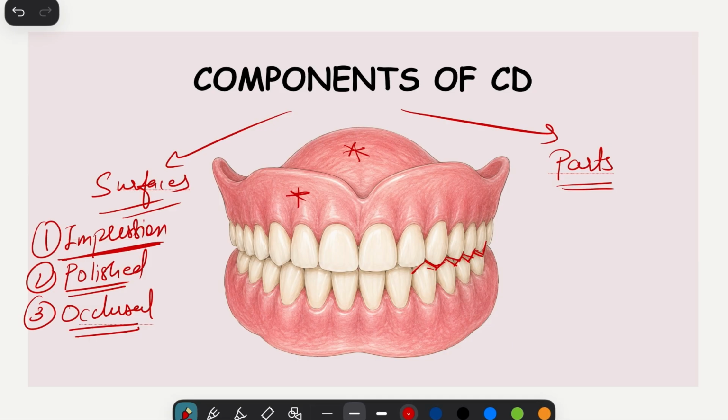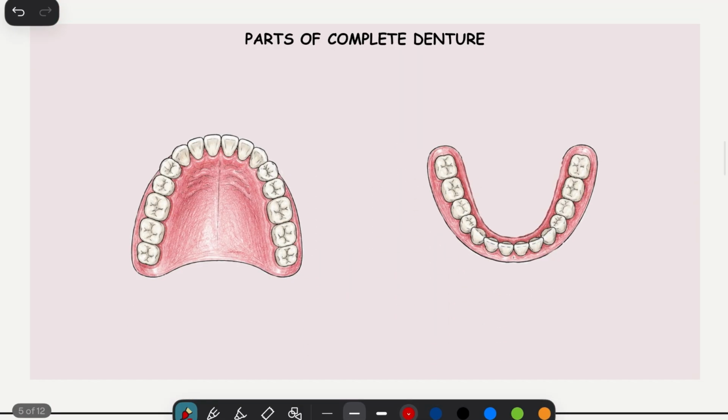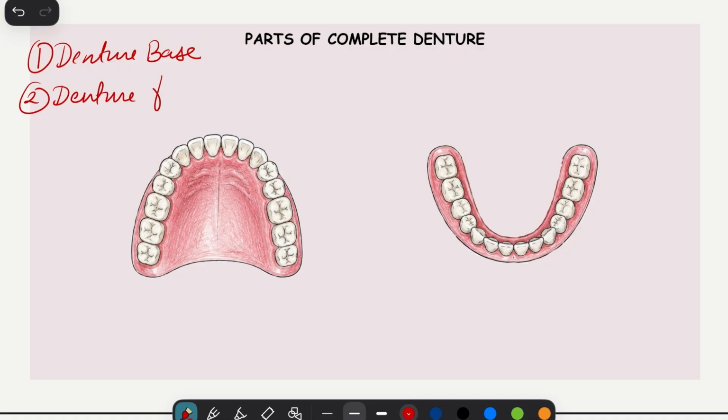Okay. Now we can move on to the parts of the complete denture. So the parts of complete denture are as follows. The first is the denture base. Then we have the denture flange. Then we have the denture border, and the denture teeth. Okay, so let's get into it one by one.